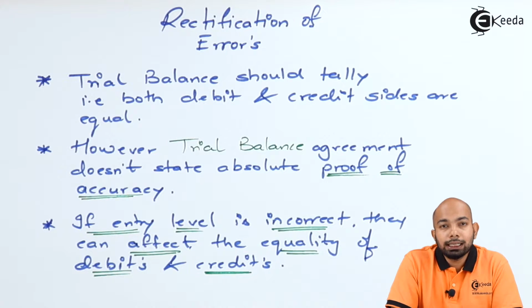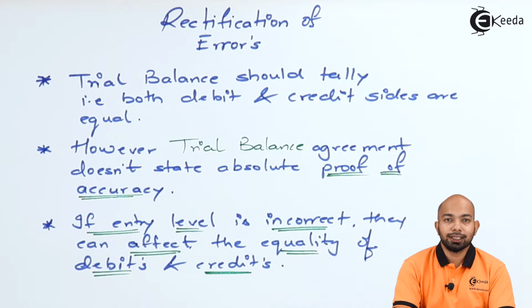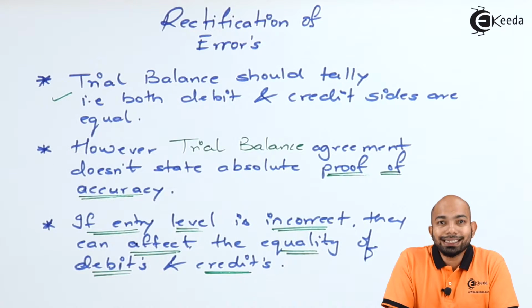But before that, let's see certain definitions or certain lines that we have mentioned here. As you can see on the paper, we have mentioned certain lines for you. Let's go ahead and check that. As it states, trial balance should tally. That means the debit and the credit side of your trial balance should be equal.